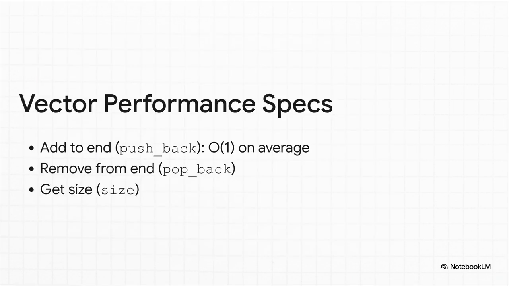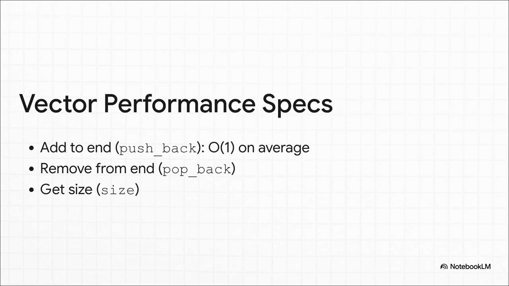And here's why it's so popular. Look at these performance numbers. Accessing an element by its index, v[5] or v[100], is basically instantaneous. That's what O(1), or constant time, means. It doesn't matter if the vector has 10 elements or a million, the time to get to it is the same. Same goes for adding or removing from the very end.